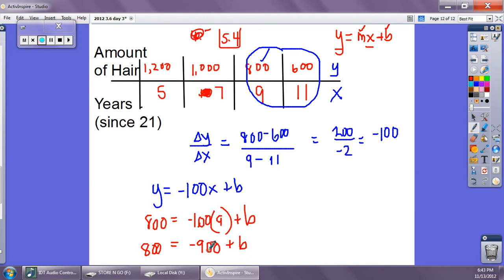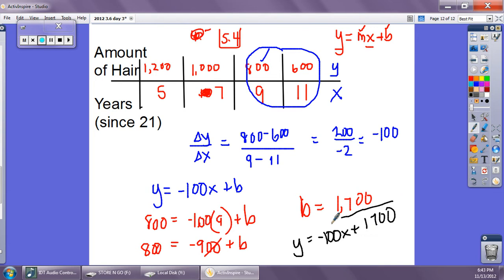And then what I can do is I can add 900 to both sides, and I'm going to be left with b equals, which is what we were trying to find. Add 900 to both sides, so it's going to be 800 plus 900, and that equals 1700. Well, now I can write my equation. Y equals negative 100x plus 1700.